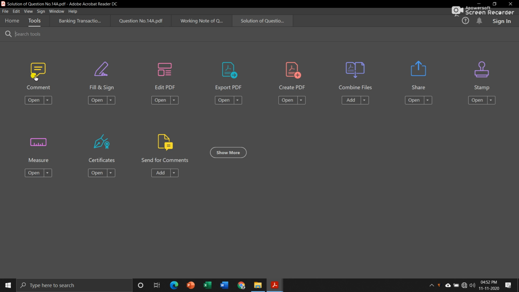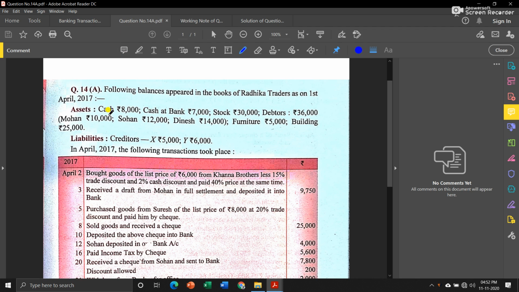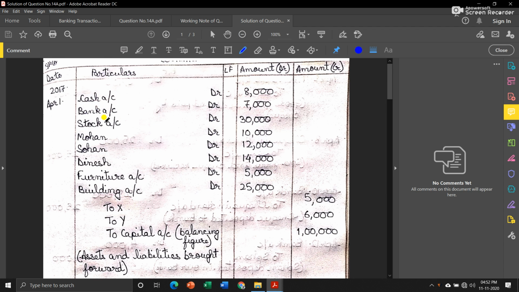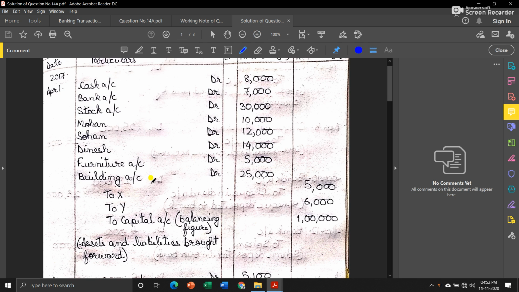At first, since we have assets and liabilities given in the question, we have to pass a journal entry for opening entry. So what I did is that we will write all the assets, like cash at bank, stock. So here cash account, bank account, stock account. Then debtors we will write separately, Mohan, Sohan, Dinesh. Then furniture account and building account. We wrote all those amounts on the debit side. Then for liabilities, Mr. X and Mr. Y we will write on the liability side.